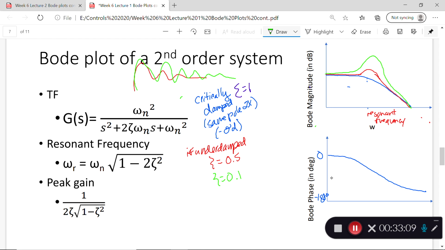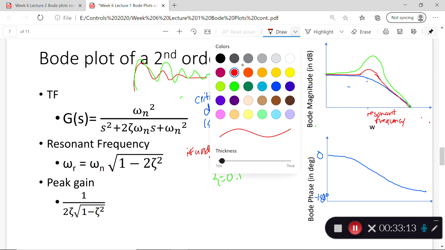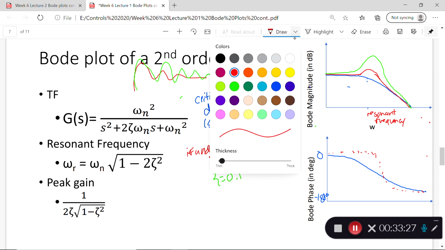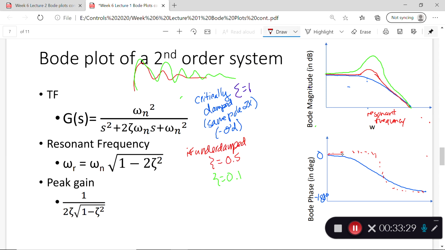What about my phase graphs? Well, for underdamped at zeta 0.5, it's going to stay flatter, close to 0, but then make a sharper slope to get to negative 180. And I didn't need to draw that as a dotted line. I have it in colors, so make it a colored line.